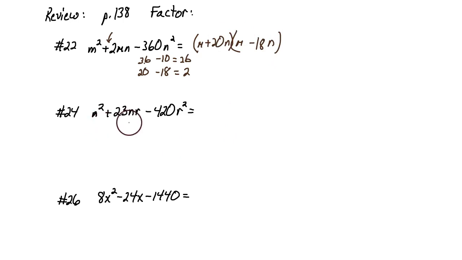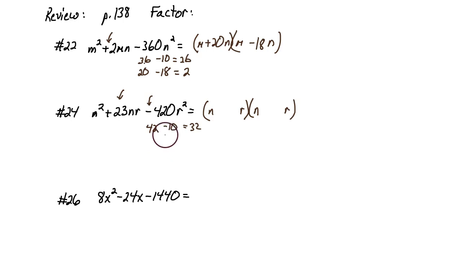Number 24 does not have a greatest common factor, and it is not a perfect square trinomial. It can't be a perfect square trinomial if this is negative. Let's try FOIL. N times n is your n squared. What times what is negative 420r squared? They both have to have an r in them. Now let's work on getting the negative 420. One possibility is 42 times negative 10. But these add together to make 32, and that is not what's in the middle.